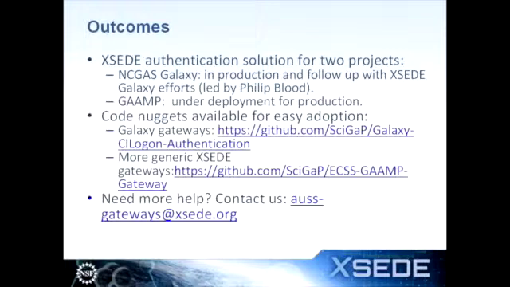So if you have a Galaxy instance, or you want to use the version we had for NCGAS, because of the Galaxy proxy requirement, there's a set of configuration rules that you would need in the Apache httpd.conf. Otherwise, if you have a more generic XSEDE gateway, you could use our GAAMP version of the OAuth client, which is pretty generic and should be easy to adopt for other cases similar to GAAMP.